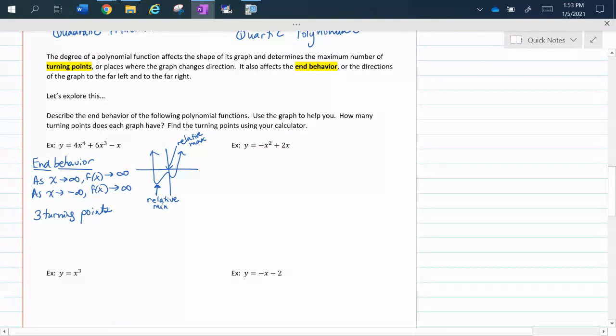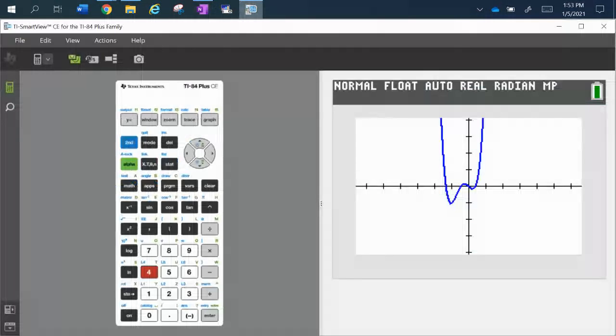So we know that our calculator will find maximums and minimums for us. We learned how to do that when we did quadratics. So that's what we're going to do. We're going to use our graphing calculator and find the maximums and the minimums. So we're going to start with the one all the way to the left. The turning point all the way to the left is a relative minimum because at that point the graph changes from decreasing to increasing. So that's a relative minimum.